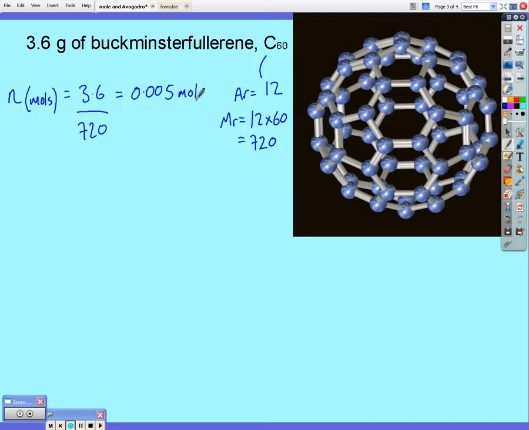Now, how many atoms of Buckminster fullerene do we have? If we've got 0.005 moles of molecules, then if we want to know the number of moles of atoms, we multiply how many molecules we've got, 0.005 moles of them, by the number of atoms in the molecule, 60. So I've got 0.3 moles of atoms.